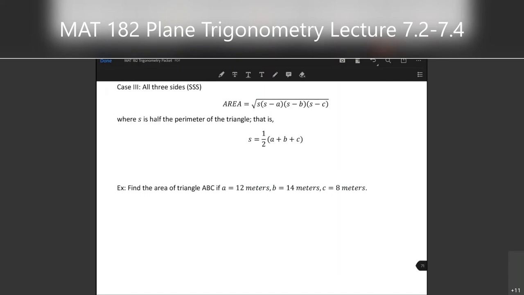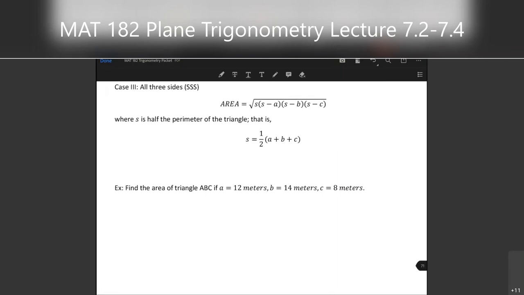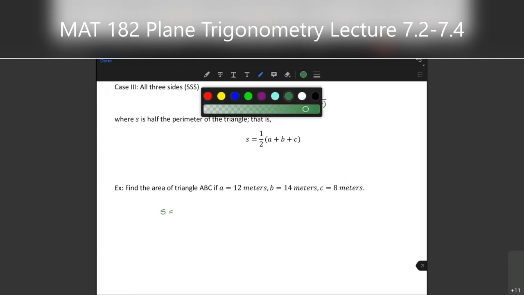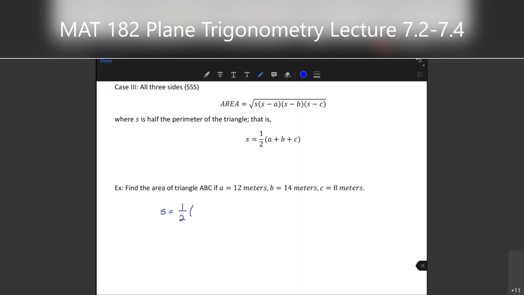I guess I fell in love with the dimensions of meters and used them for all the problems here, but you'll probably see inches and feet and other dimensions as well. So let's first go out and find that S semi-perimeter, which is half of the perimeter. So this S is equal to 1/2 of the sum of 12 plus 14 plus 8.